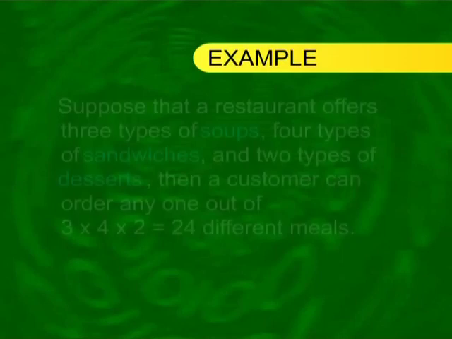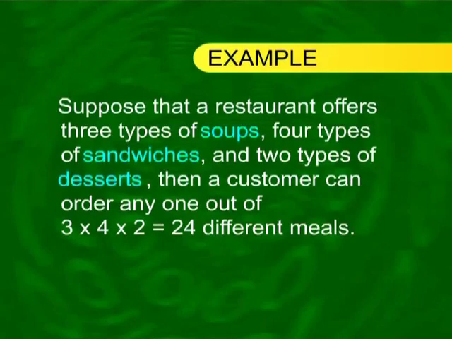As you now see on the screen, suppose that a restaurant offers 3 types of soups, 4 types of sandwiches and 2 types of desserts. Then a customer can order any one out of 3 into 4 into 2, that is 24 different meals. That was a very delicious example and, like me, your mouth must be watering too, but we will go to the restaurant later. Let us consider the points that I just conveyed to you.